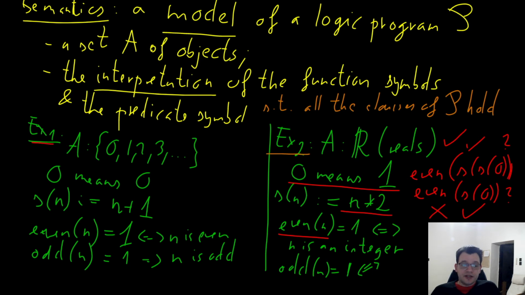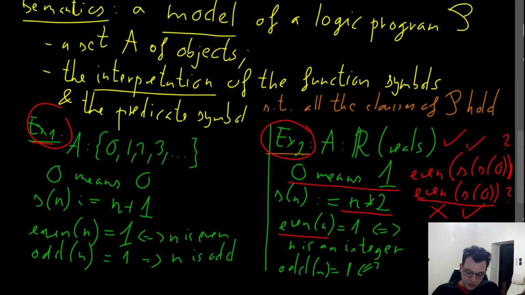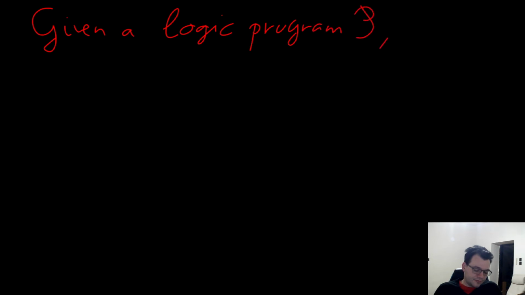So you can see that the answer to a specific query heavily depends on the particular model the prolog engine has in mind. But the question is, which model should we choose? Given a program, and this is the primary question of the logic programming part, given a logic program P, which model should we choose?